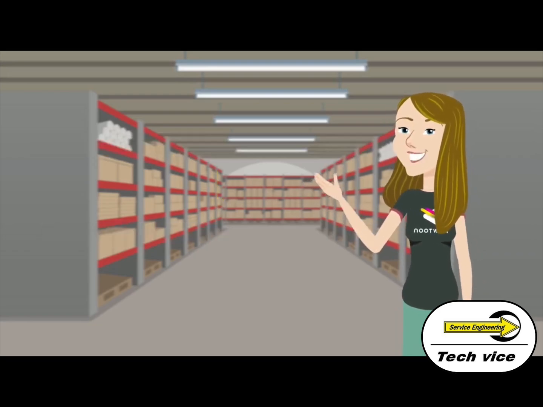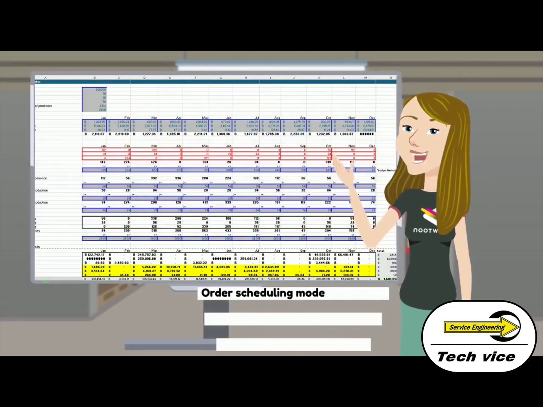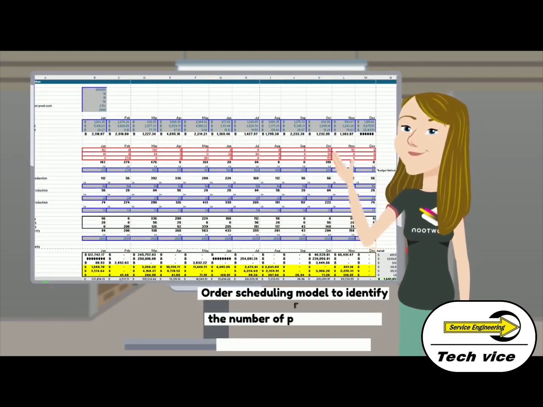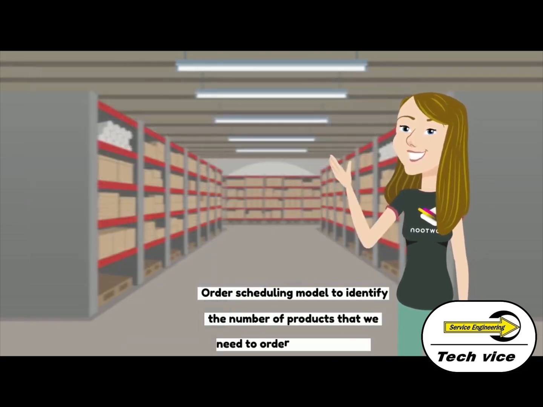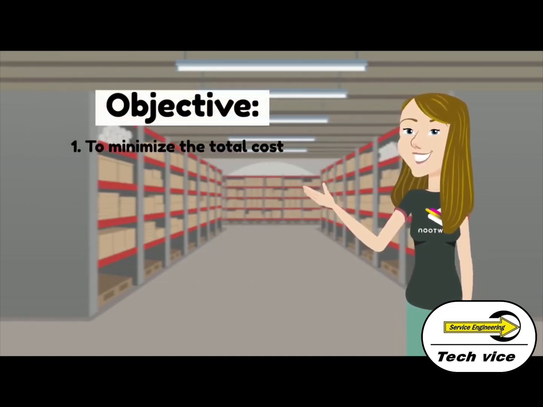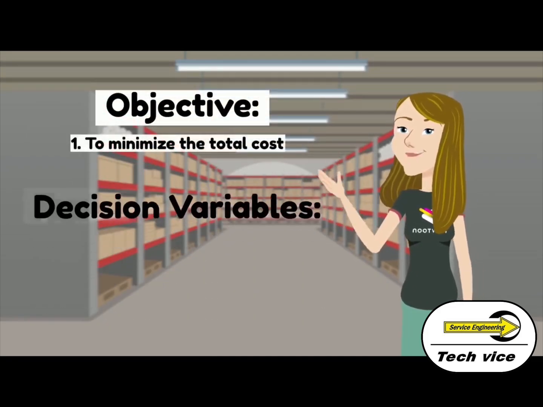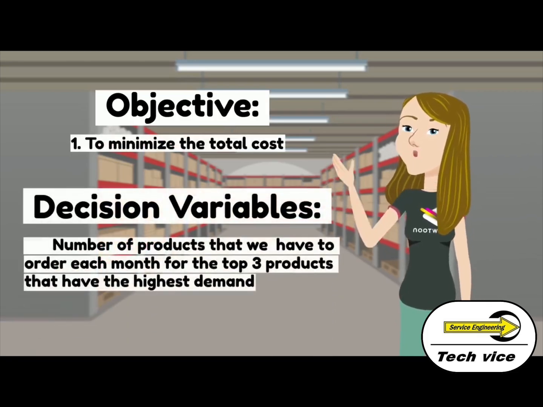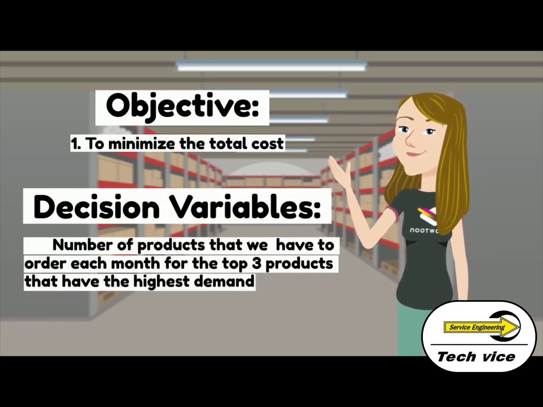That's why we came up with the order scheduling model in order to identify the number of products that we have to order for each month. The model is based on the JIC system. The objective here is to minimize the total cost, and the decision variable is the number of products that we have to order each month for the top 3 products that have the highest demand.